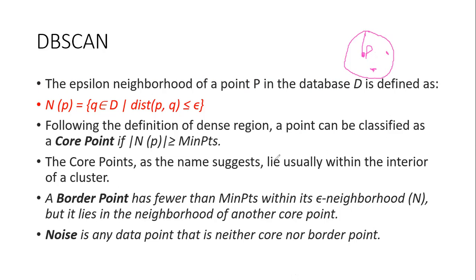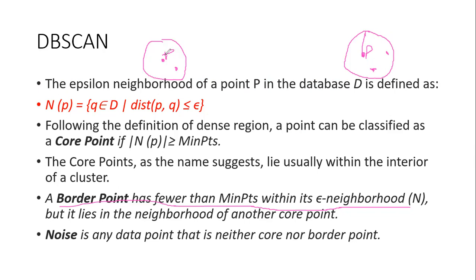Okay. Aur, ek cheez humare paas kya hai? That's called a border point. A border point has fewer than minimum points within the epsilon neighborhood. Finish. So if I have this point P and this is the epsilon neighborhood and I just have one point within this circle, jo ke minimum se kam hai. So is this P a core point or a border point? Why a border point? Because the minimum point requirement is not being satisfied.